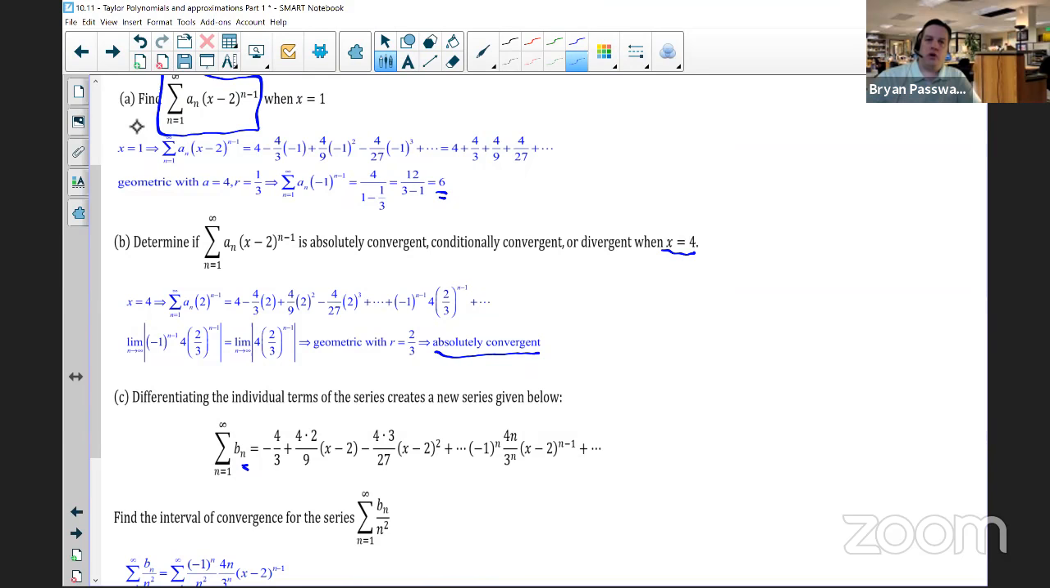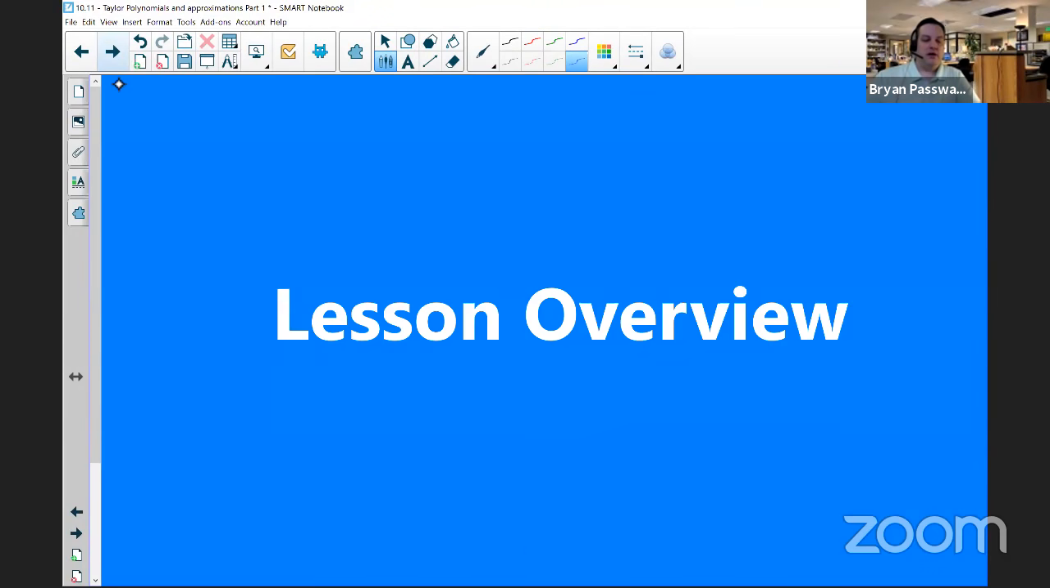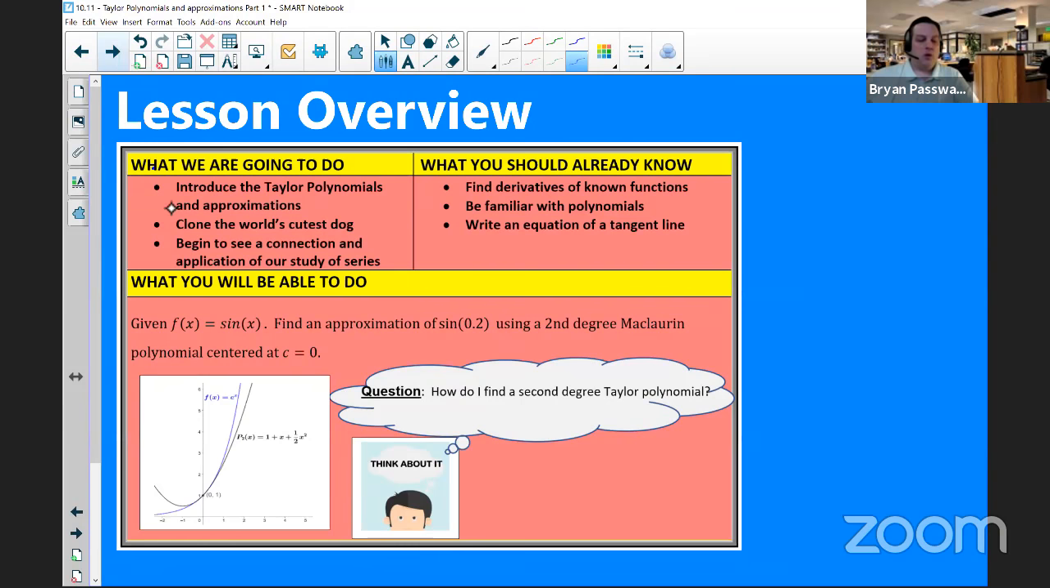Keep trying those problems because they're going to give you good ideas of whether or not you're ready for this year's exam or not. So what are we going to do today? Well, we're going to introduce the idea of Taylor polynomials and approximations, which is a very important concept. And then I think even more important than that is going to be, we're going to clone the world's cutest dog. That's my dog, Buddy. You might think that your dog is the world's cutest dog, and maybe your dog is, but in my world, Buddy is the world's cutest dog.